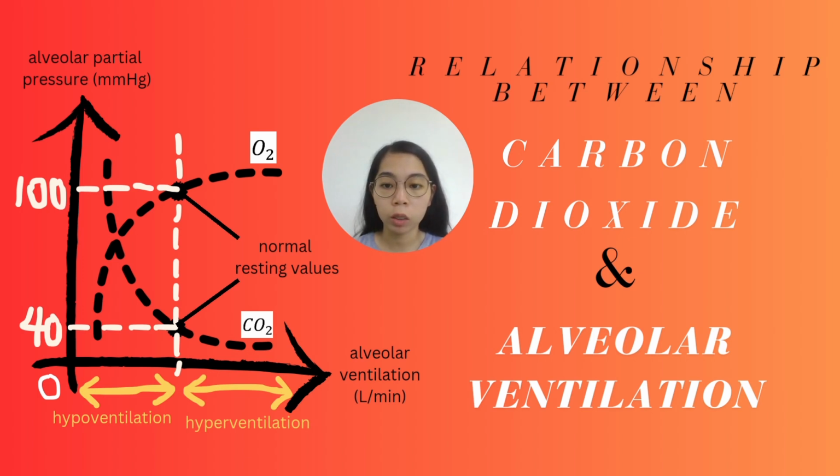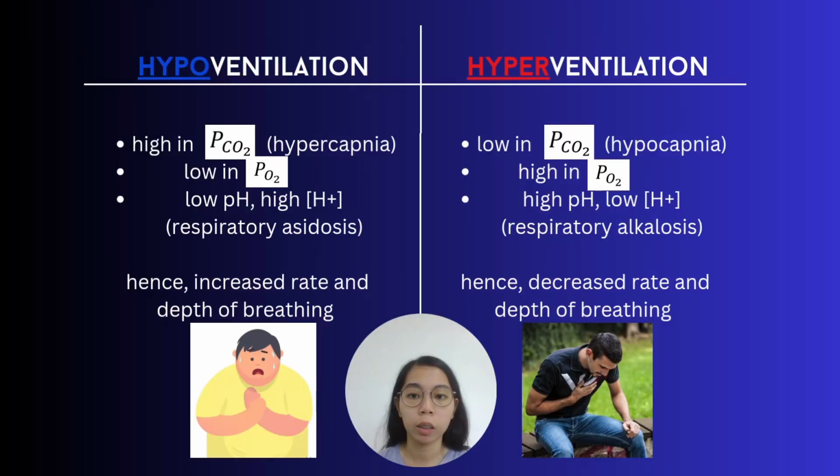If the values are over or lesser than the range, it is said to be hyperventilation, while when the value is in between the range of 40 mmHg to 100 mmHg, it is said to be hypoventilation. Now I will explain the hypoventilation and also the hyperventilation. Hypoventilation is the high partial pressure of carbon dioxide, which is also known as hypercapnia, and also indicates low partial pressure of oxygen. The high partial pressure of carbon dioxide indicates a low pH value, which has a high concentration of hydrogen ion, also known as respiratory acidosis. Hence, we will increase our rate and depth of breathing.